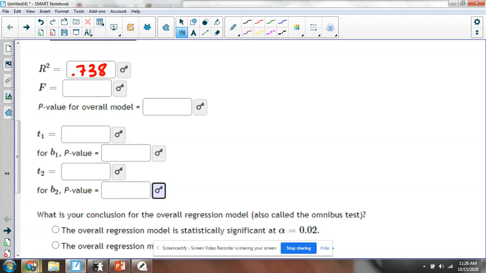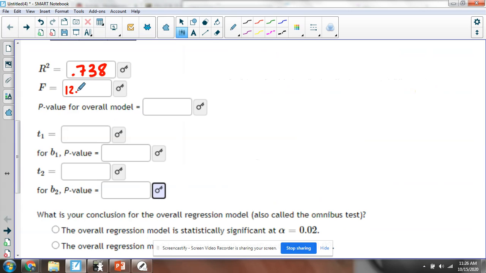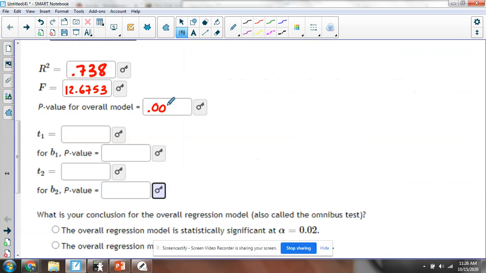And then the F value for the overall test, the F statistic here, is 12.6753. And the p-value for the overall test is going to be 0.0024. Okay, that's some statistics based on the overall test.